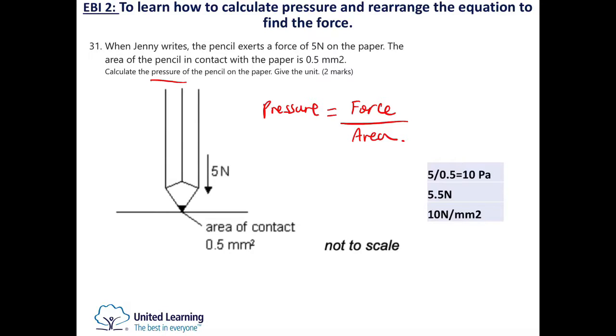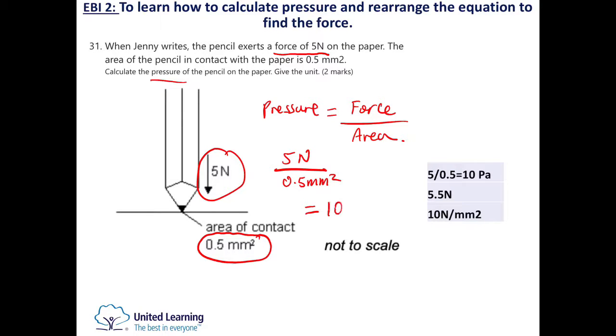Okay, so now we have the equation. We just need to substitute. We have the force, which is the pencil exerts a force of 5 newtons, which is this over here. So 5 newtons divided by the area of contact, which is 0.5 millimeters squared. If you were to use the calculator and work this out, you should get 10 newtons per meters squared. So that is the correct answer.